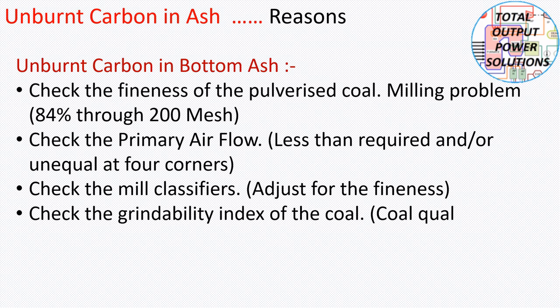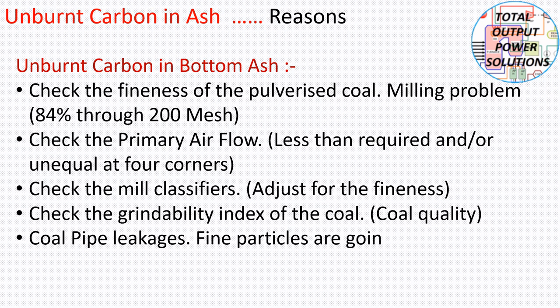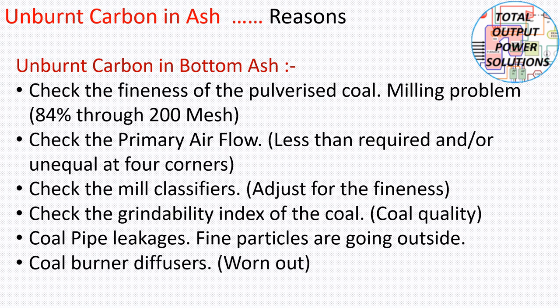Then check the primary airflow. It may be less than the desired flow, or it may be unequal at the four corners. There are four corners A, B, C, D. So check the primary airflow. You may have to replace the orifices in the coal mill to equalize the flow at the four corners. This may also amount to unburnt carbon in bottom ash.